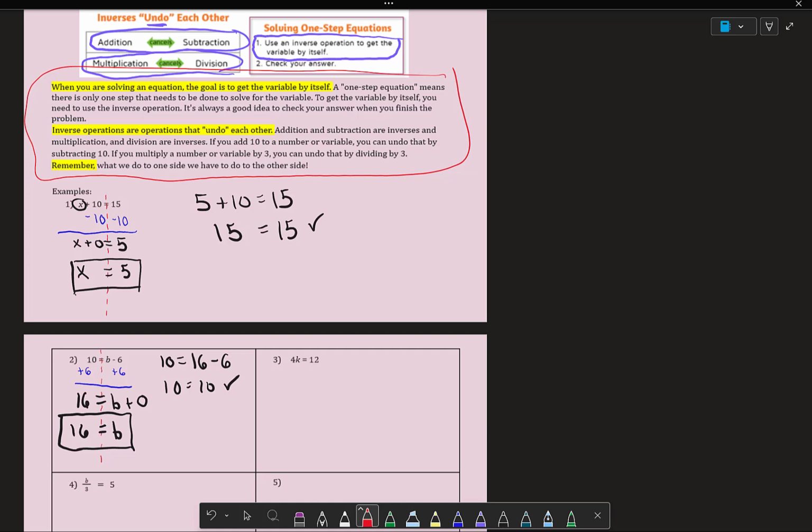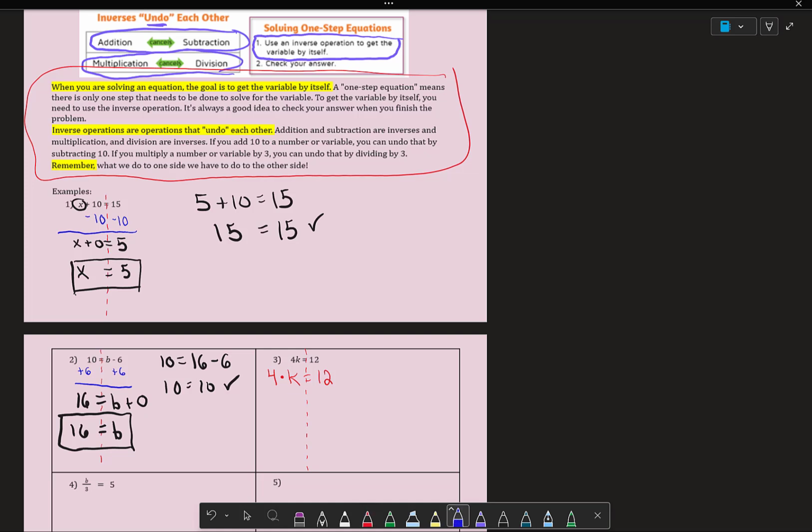The next one, 4k equals 12. A habit that might be helpful for some of you, because students really struggle with this. When the number and a variable are pushed together like that, that means multiplication. So I'm going to put a multiplication dot there between the 4 and the k. A lot of people see that positive 4 and they think, oh, we just need to subtract 4 from both sides. That's not the case. This is 4 times k equals 12.